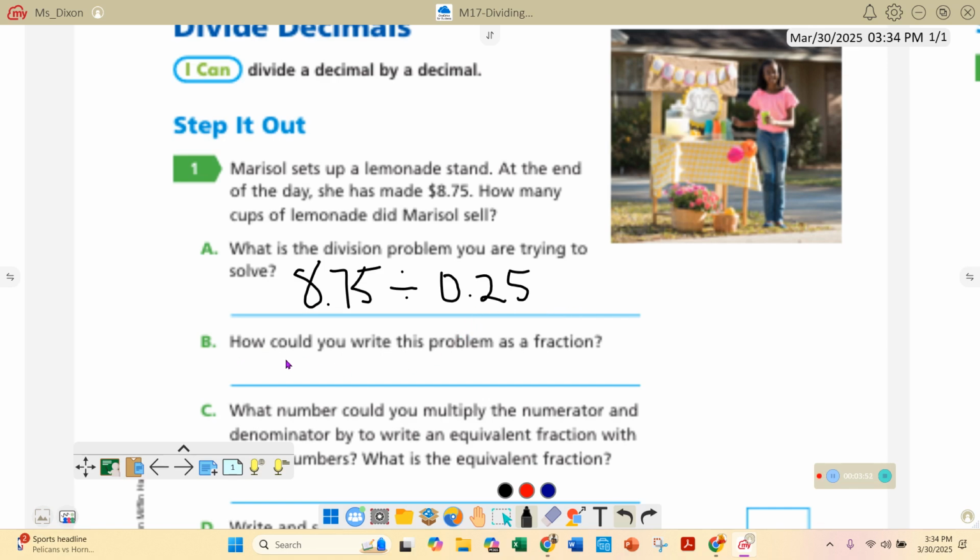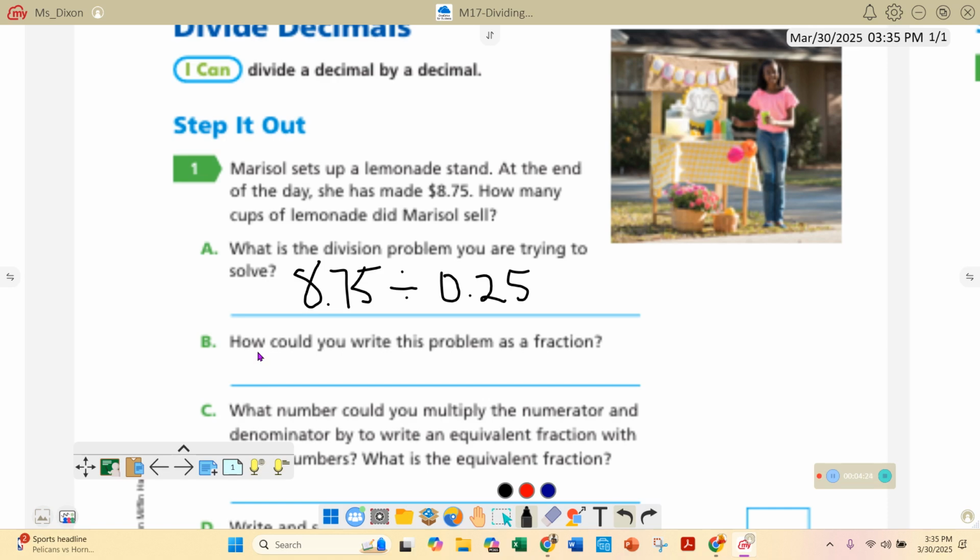Right? Question B wants us to put it in a fraction. So we want to rewrite this problem as if it were a fraction. Now, we learned when we were studying fractions that your numerator is the same as your dividend. That is the number inside of the house, or your total, the amount that you have. Your divisor is going to be your denominator, or how you separate or split up your dividend.